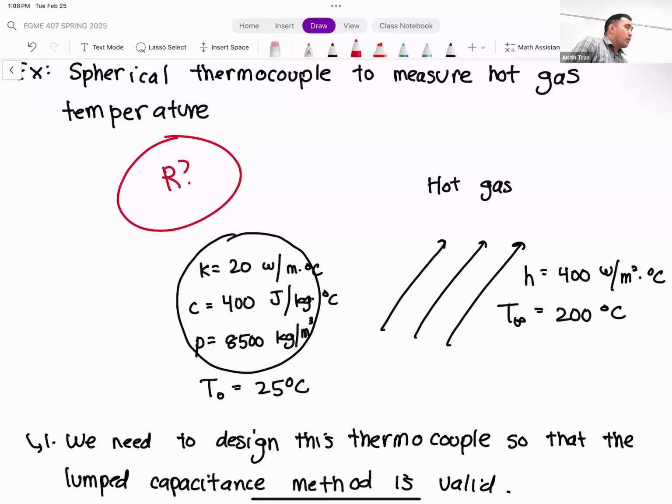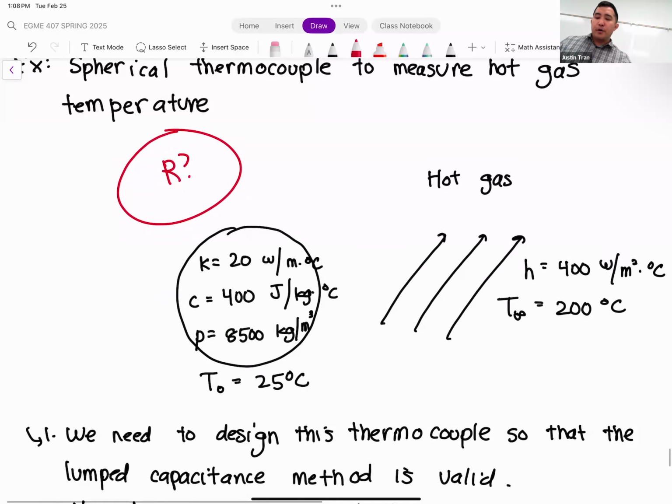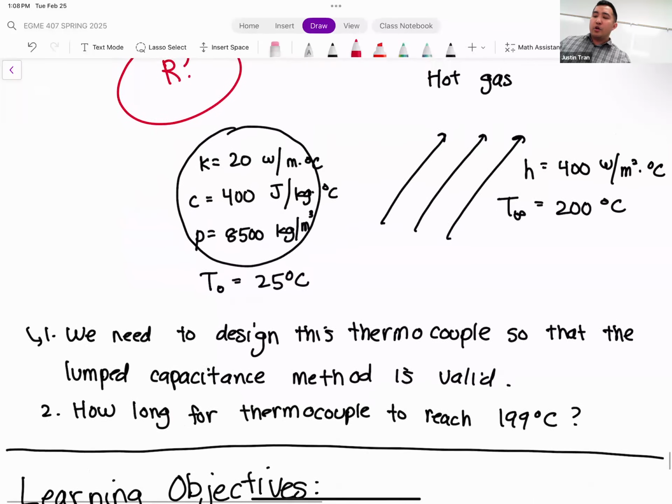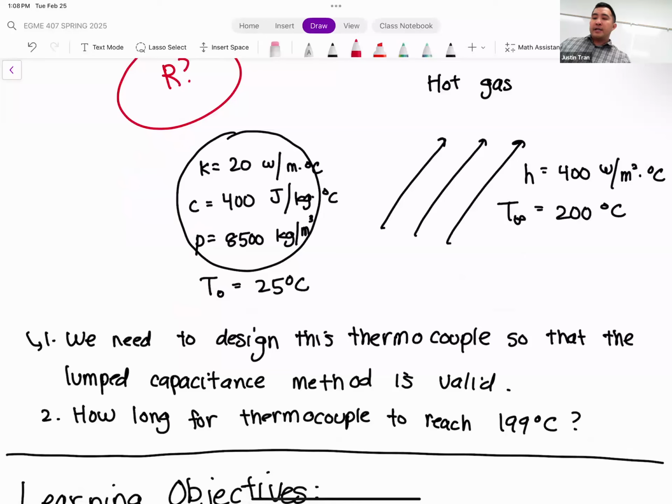That's what we're going to solve for in part 1 of this problem. If you remember what we discussed last time, not every unsteady situation can be analyzed with the lump capacitance method, because it all depends on whether we can make our lump capacitance assumption. So the first part is to design this thermocouple so that the lump capacitance method is actually valid. We're going to factor in the Biot number for that.